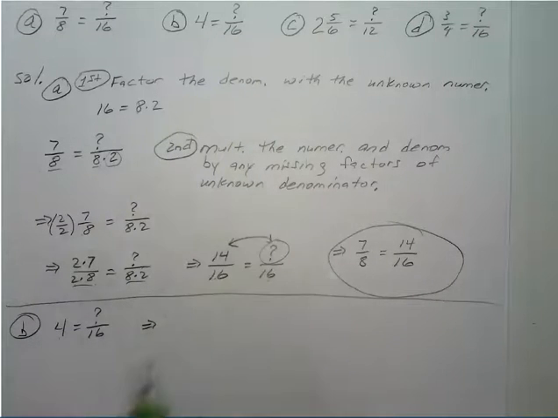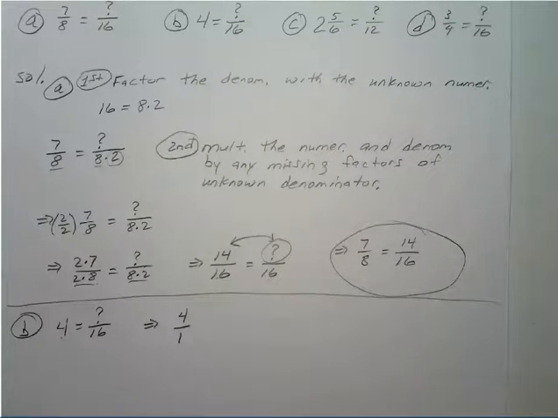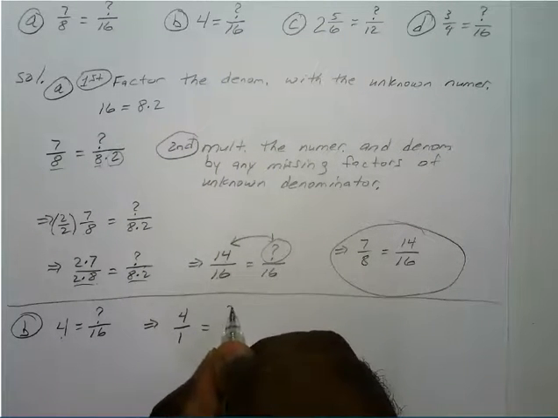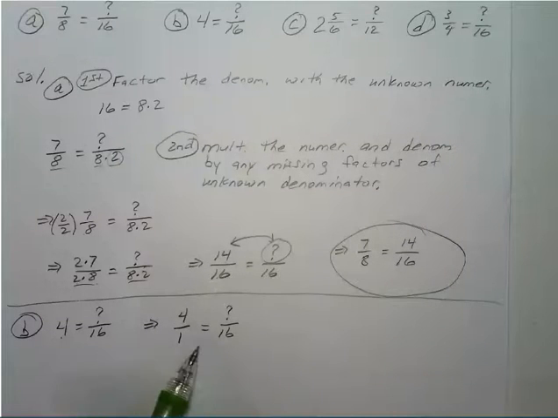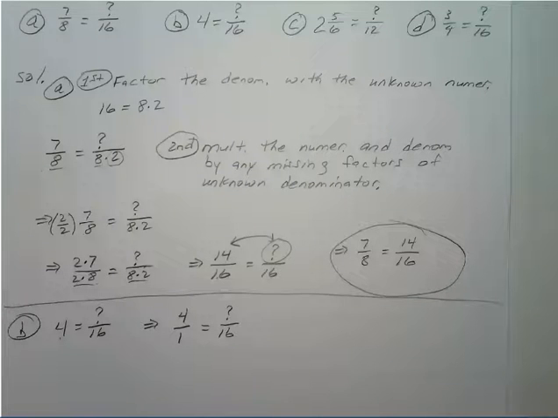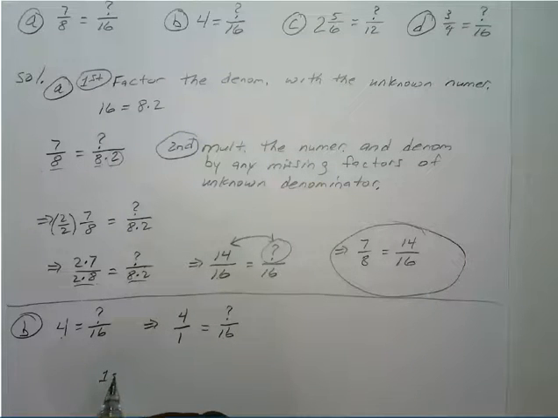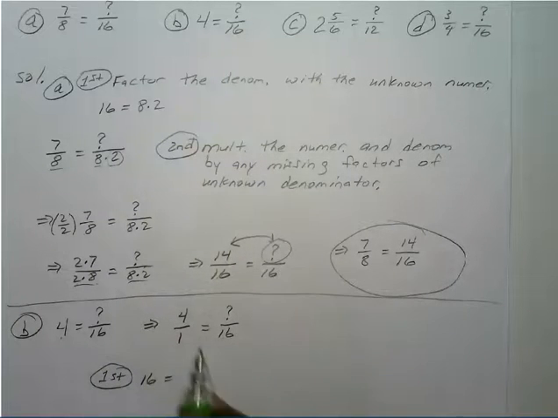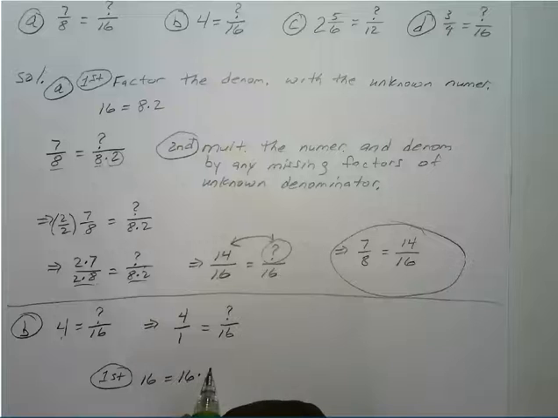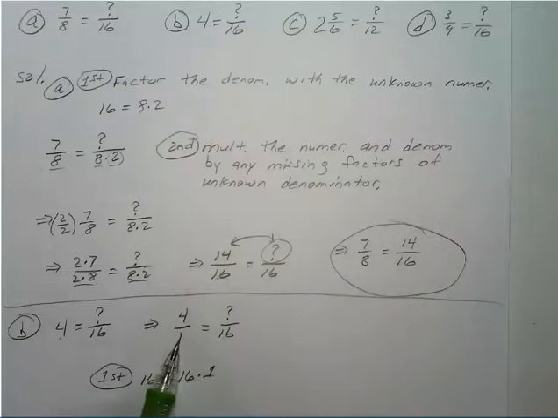Because remember, 4 is the same as 4 divided by 1, which is equal to some unknown over 16. So this is the one we're going to use instead of this one. Okay, so here we have our 16. For our first step, just to make sure we have a 1 here, it's just 16 times 1. So we have one of our factors matches our other denominator.